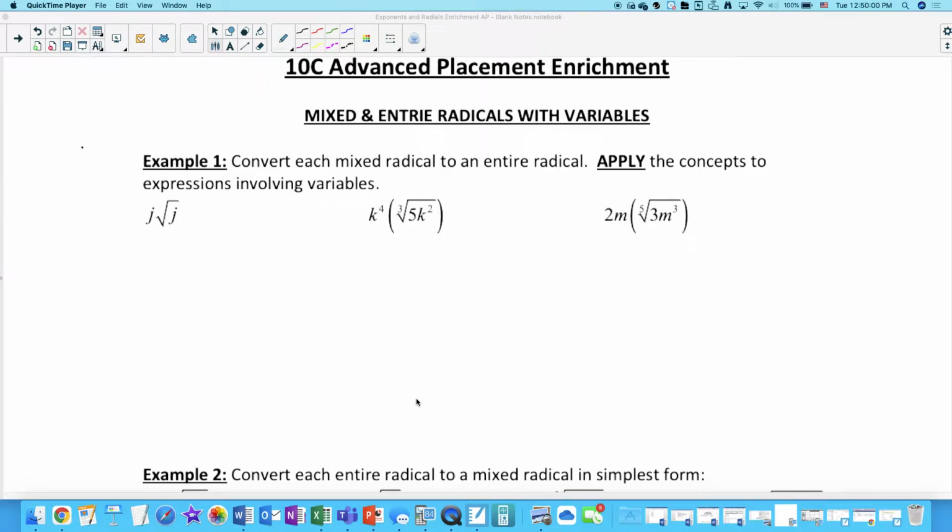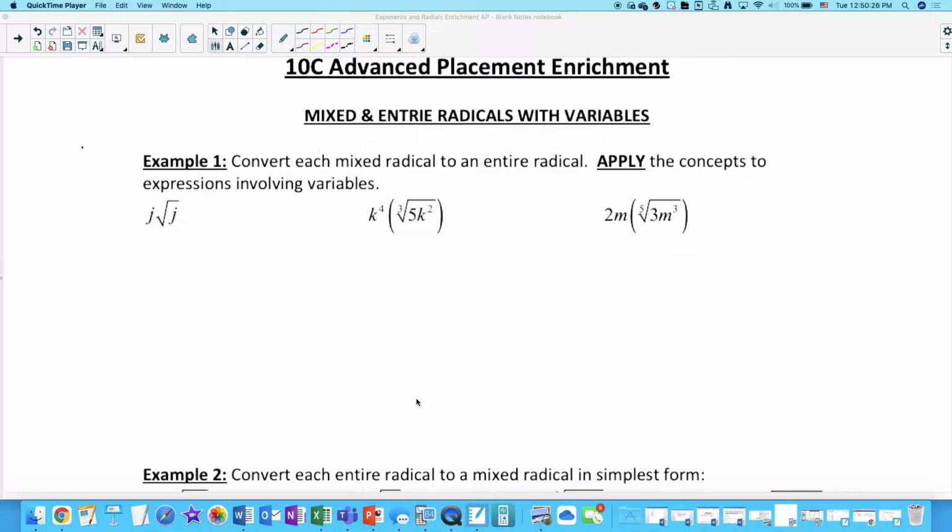This is on switching between mixed and entire radicals. But this time, we may have variable parts to those radicals. Whereas in 10C, when we're working with radicals, everything is numbers. So for example, convert each mixed radical to an entire radical.